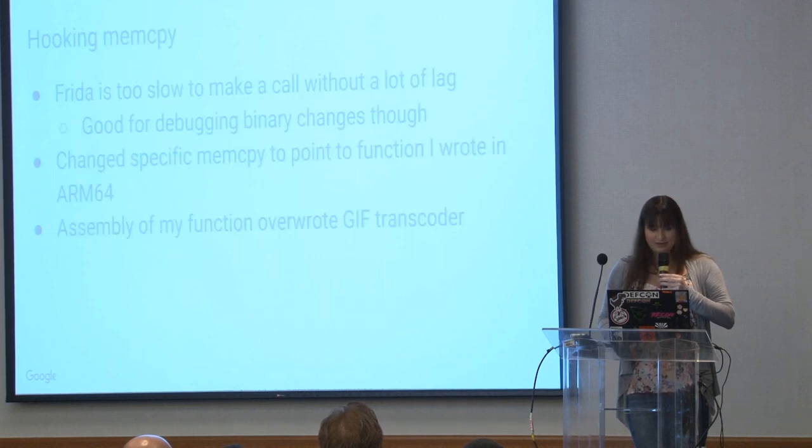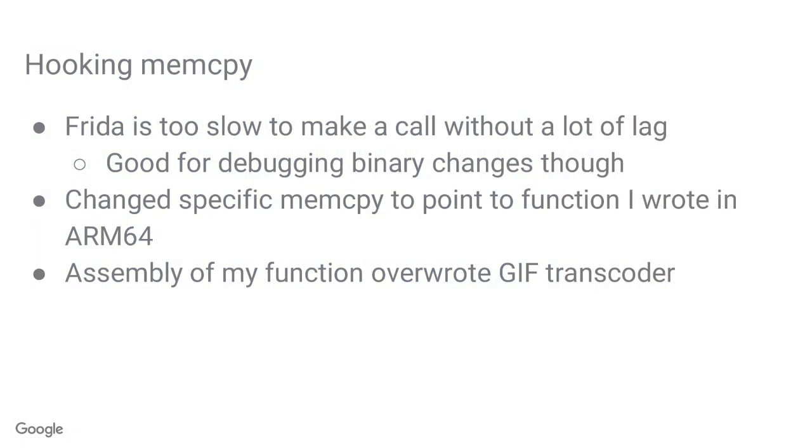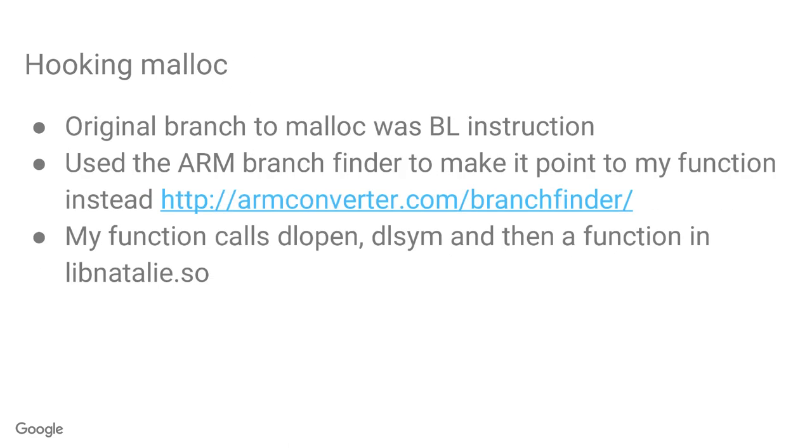So my next step was I basically altered this memcopy to call into a library that I wrote. So I overwrote the GIF transcoder because I didn't think I was going to use the WhatsApp GIF transcoder probably ever. And I overwrote it with this function that just dlopened a library I put on my device and called a function I wrote. And then I made the memcopy just point to that function. I totally used an online ARM branch converter to do this, as opposed to doing branch math. But I ended up eventually getting it to work so that it would call my code.